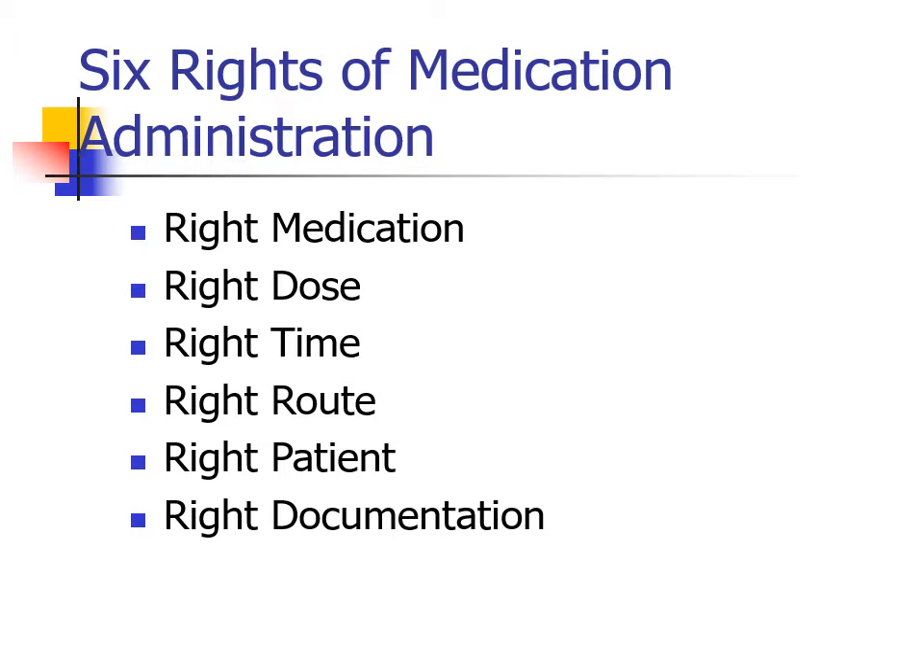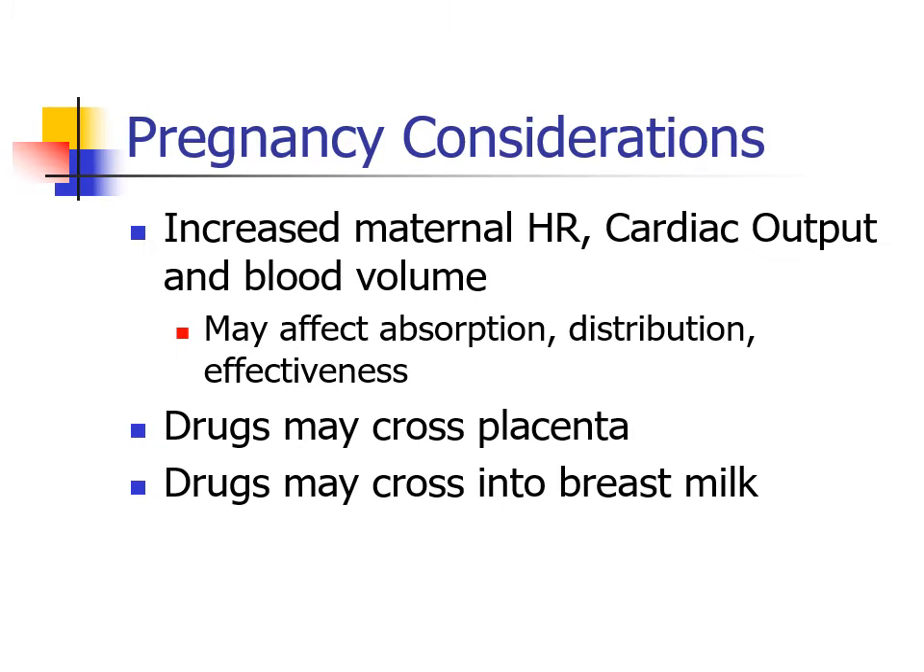There are 6 rights of medication administration: the right medication, the right dose, the right time, right route, right patient, and right documentation. There are some considerations to remember when dealing with pregnant patients. There will be an increase in maternal heart rate, cardiac output, and blood volume, which may affect absorption, distribution, and effectiveness of the drug. Some drugs may cross the placenta, and some drugs may cross into breast milk.